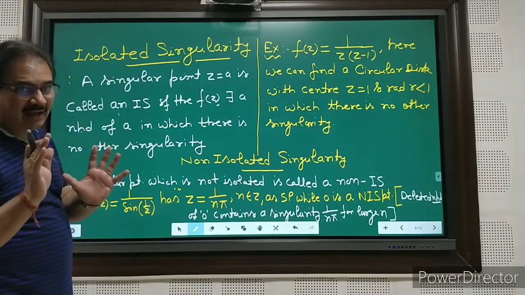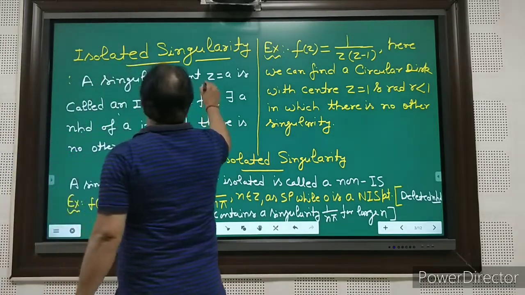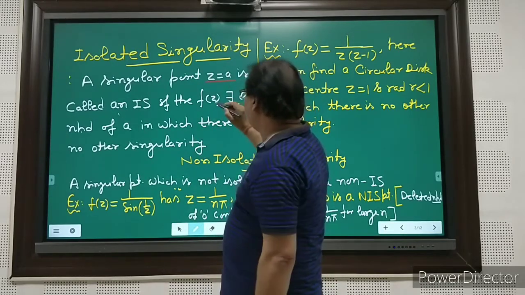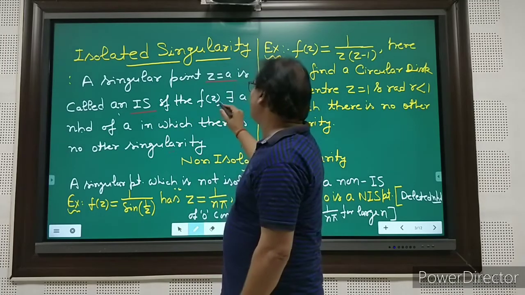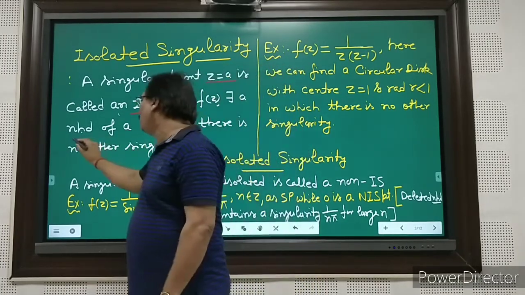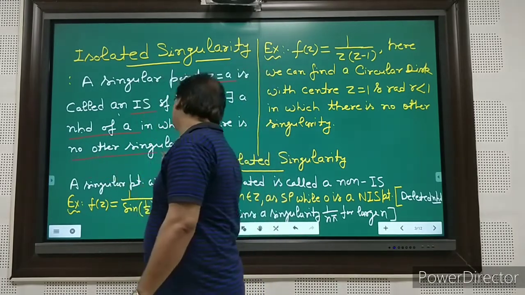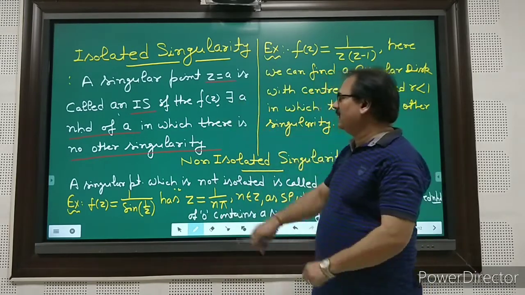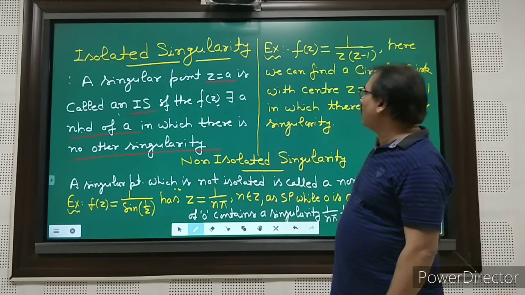So what do you mean by isolated singularities? Let us look. A singular point, as we discussed in the previous PPT, z = a is called an isolated singularity of f(z) if there exists a neighborhood of a in which there is no other singularity. So you have to remember this definition.